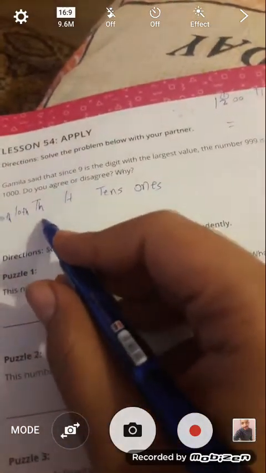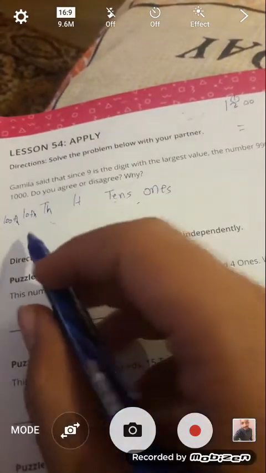Okay, if the number is 100, it has 3 digits only, or 3 place values only. If the number is 1,000, then it has 4 places. If the number is 10,000, it has 5 places. And if the number is 100,000, then we have a sixth place.